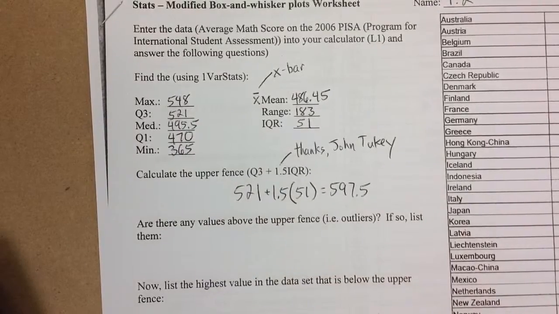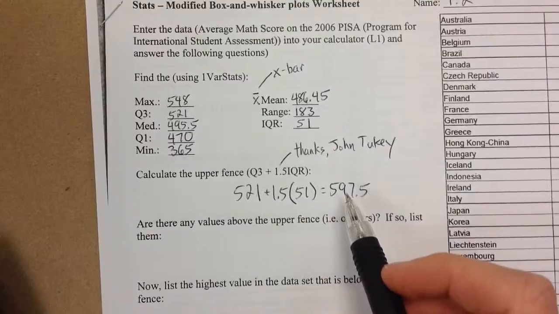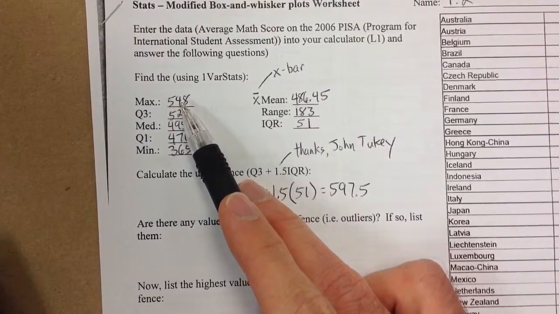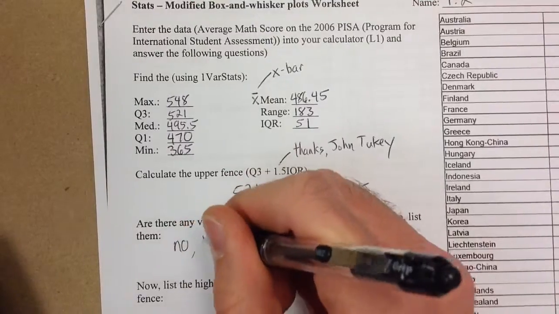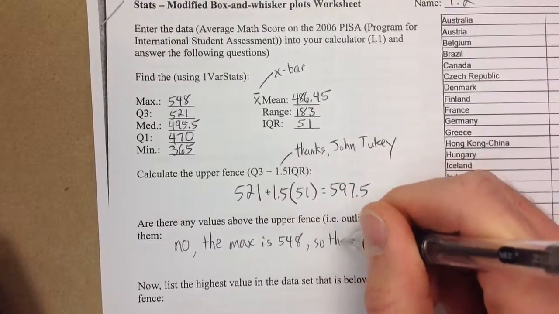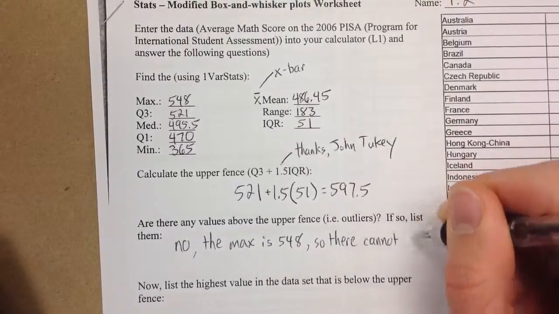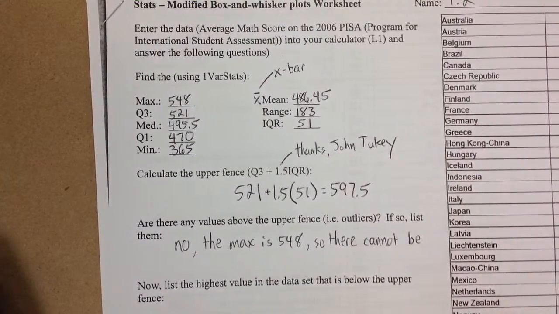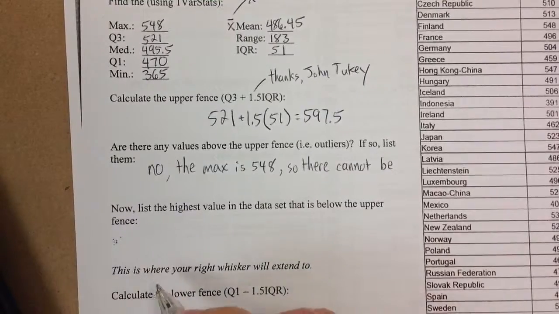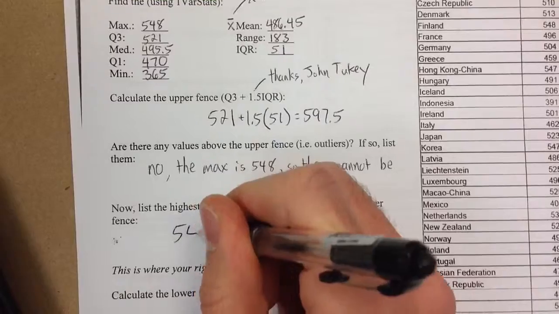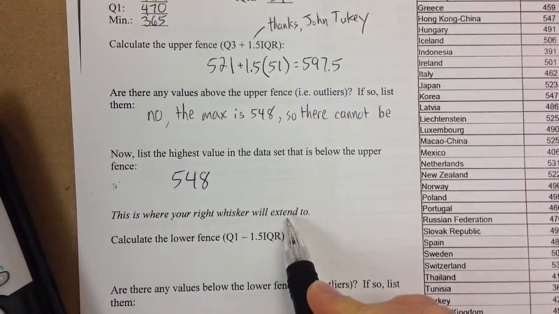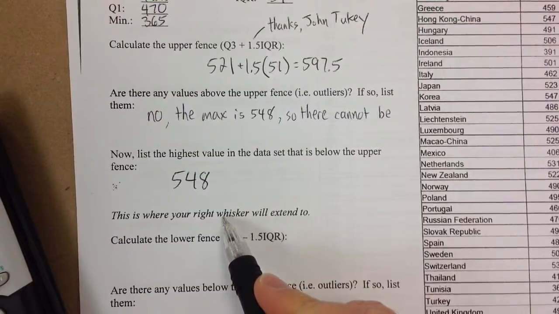Now, let's check. Are there any values above the upper fence? Well, just look. Compare the upper fence with the maximum. So, deduce. Are there any values above the upper fence? No. Any questions on that? List the highest value in the data set that is below the upper fence. What is it? 548. And as I indicated here, this is where the right whisker will extend to. So when we create our box and whisker plot that shows outliers, the right whisker will go to the highest value that is not an outlier.